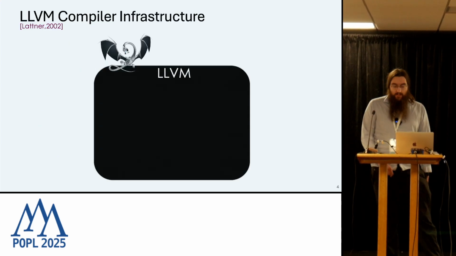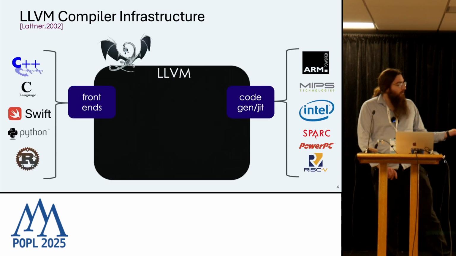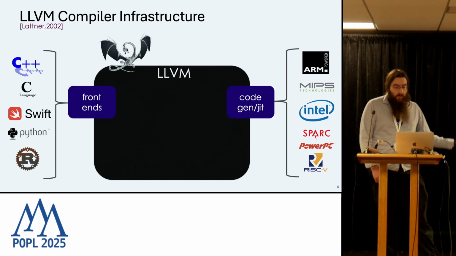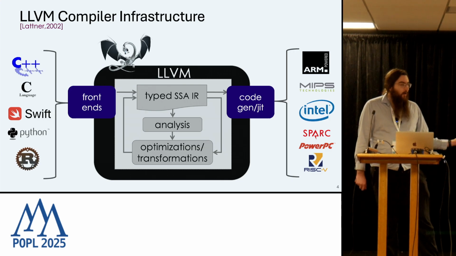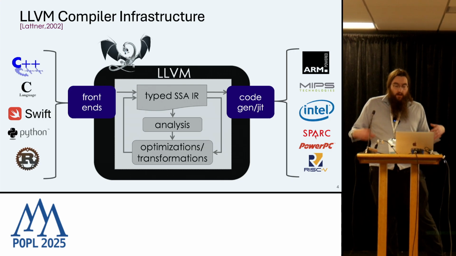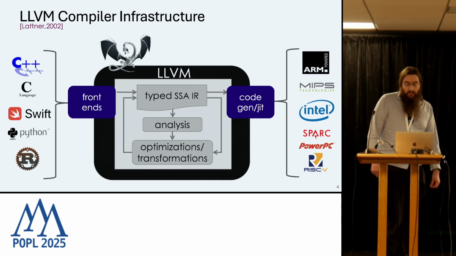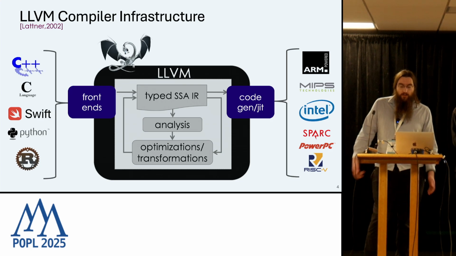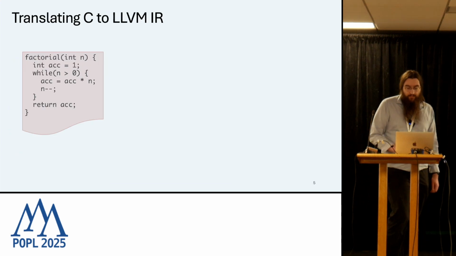So LLVM is a common compilation framework. It's used by a variety of front ends in order to generate efficient native code. And at the heart of LLVM is the LLVM IR, which is an assembly-like language which can be used as a shared compilation target for many compilers. This intermediate language also enables shared optimization and analysis passes.